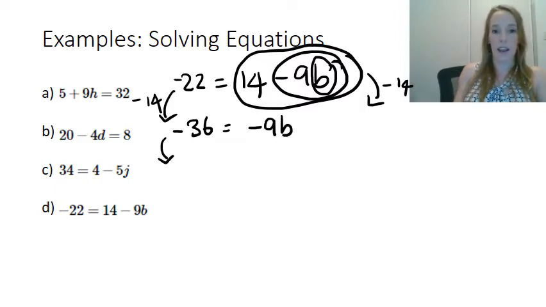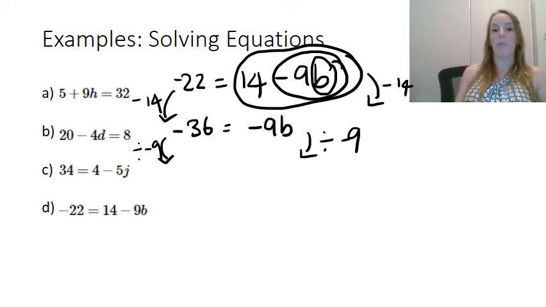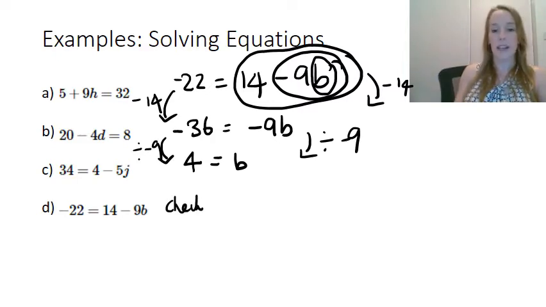Now we have to get rid of that negative 9B, so we're going to divide by negative 9. Divide by negative 9. And negative divided by a negative is going to give us a positive. So negative 36 divided by negative 9 is going to give us a positive number, and that's going to be positive 4 equals B. And again, we're going to substitute that back in. We're going to check our answer to see if we are correct.